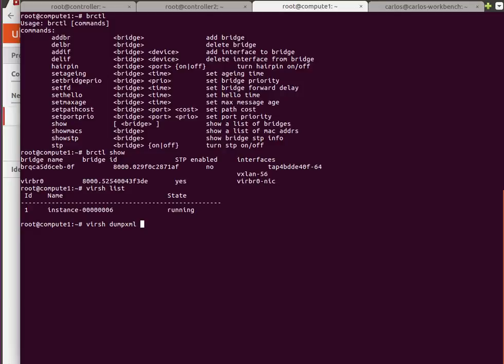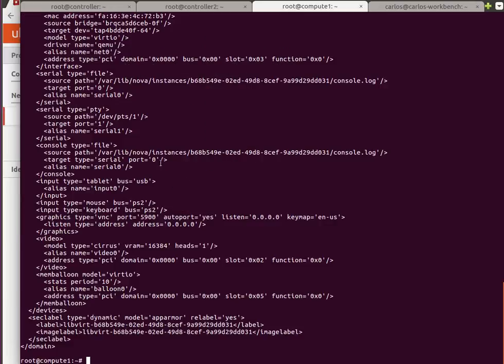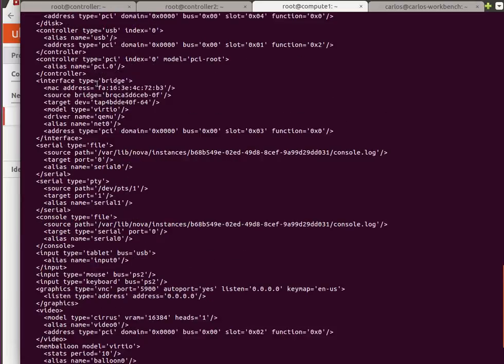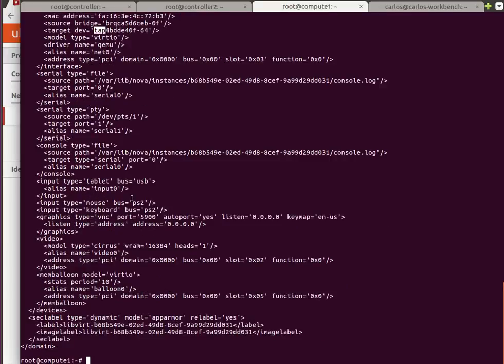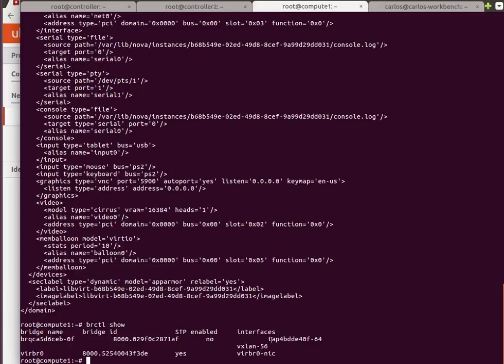How can we verify that? virsh dumpxml instance 06. Here we see that the target device for its only interface is TAP4B. This one right here.